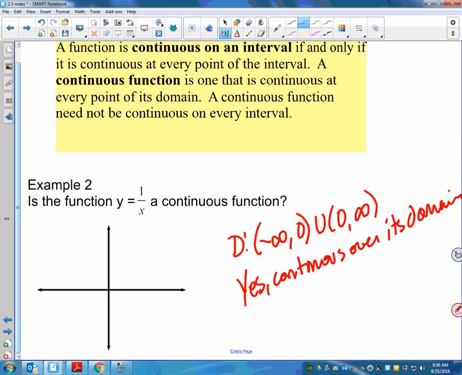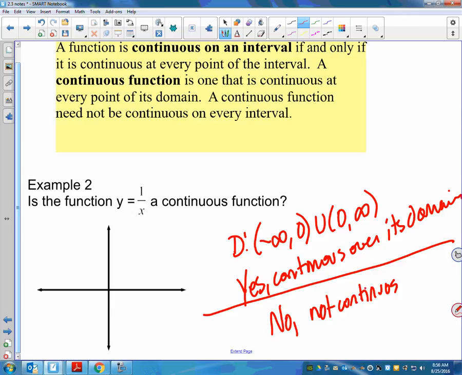But you could also say that, is this a continuous function? No, it is not continuous at x equals 0. And again, I understand that's conflicting information, and I don't try to give you that to confuse you, but I just want you to be aware that depending on how you say it, you could say it's continuous over its domain, or you could say it's not continuous at x equals 0.